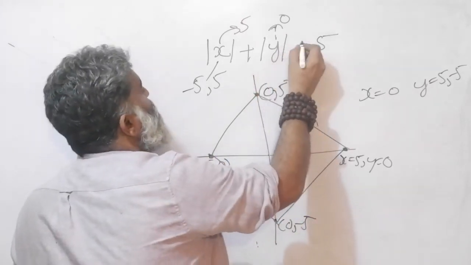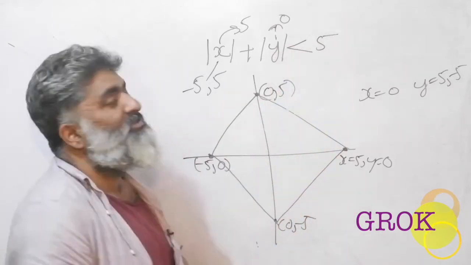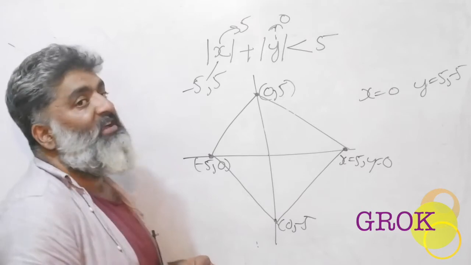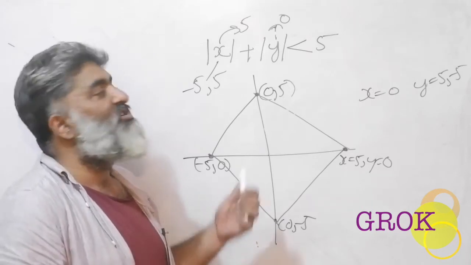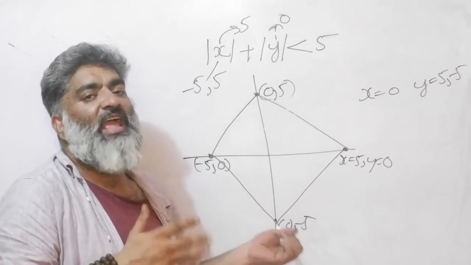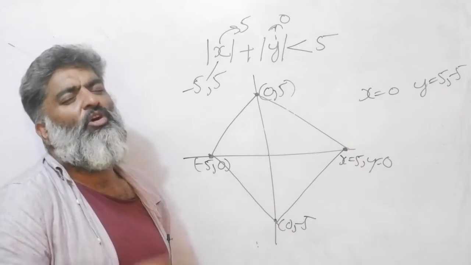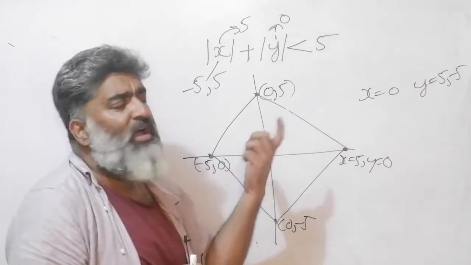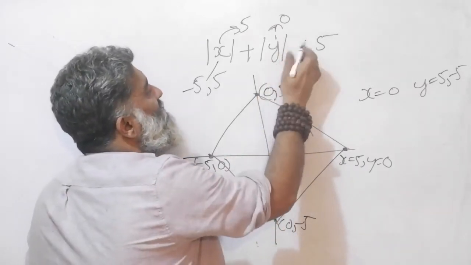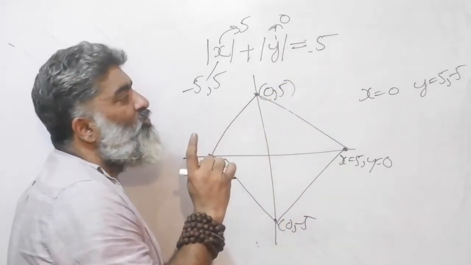If I change the story and I say mod of x plus mod of y is less than 5, how many integer solutions for this inequality? That means how many xy pairs satisfy this inequation or inequality. And what do I mean by that? So once again, let me first think of the equal to 5. I know this is the shape or the region for equal to 5.